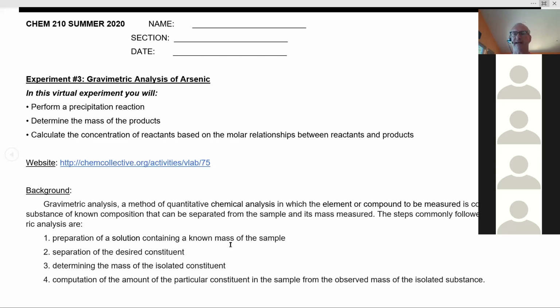So if you have arsenic in a soil sample, you would take that soil sample and mix it with water, give it a good long shake in order to get as much arsenic as you can out of the soil and into the water. So you want it to be in solution. Then that is one of your reactants in the chemical reaction you're going to do.